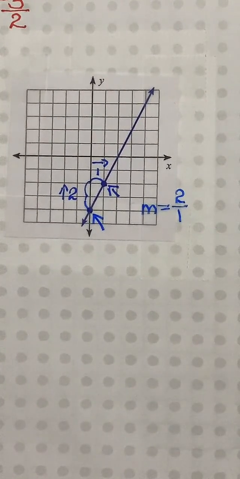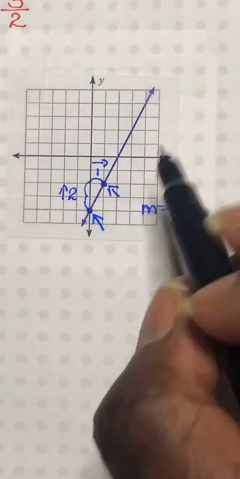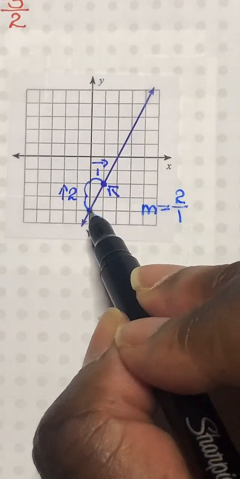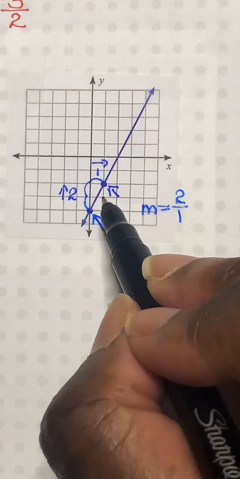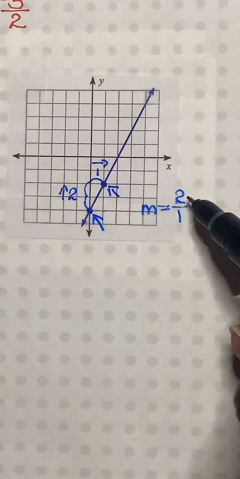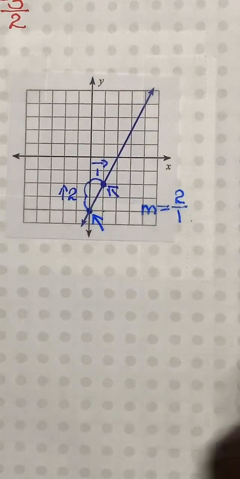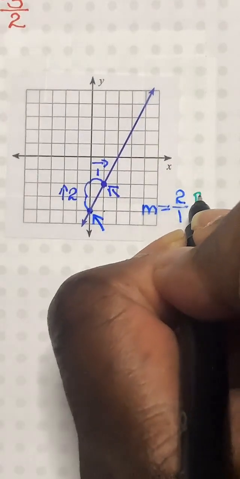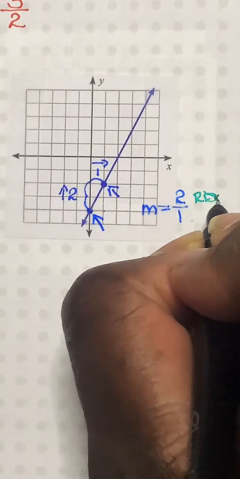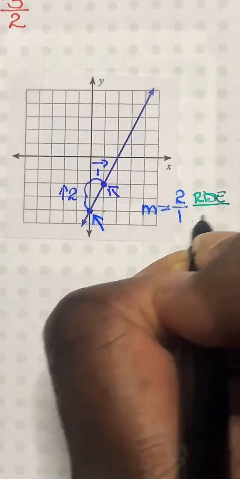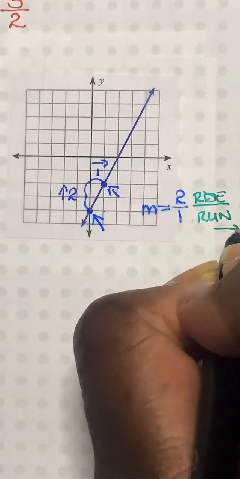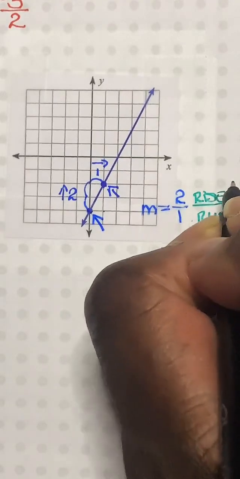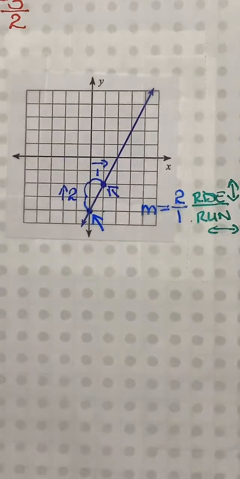If you went the other direction, so if you start here and you went to the right 1 and then you went up 2, you're still going to have the same placement. Because no matter what, this is going to be your rise, and this is going to still be your run. Run goes left to right, rise goes up or down. Okay?